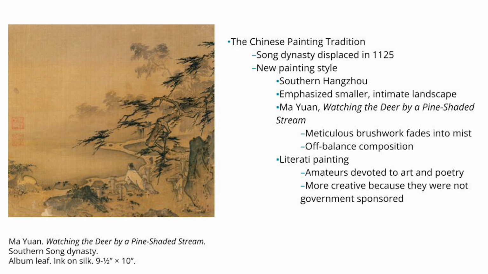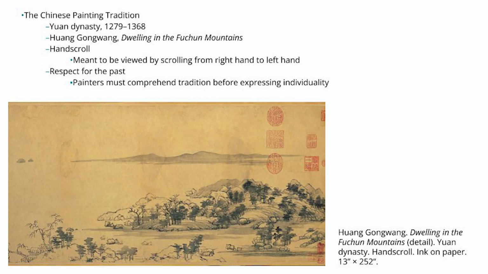Now, still talking about the Chinese painting tradition, we've got the Yuan dynasty, which comes next. And here we have Dwelling in the Fuchun Mountains by Huang Gongwang. And this is actually a hand scroll. Hand scrolls were huge in Chinese painting, like in the whole tradition. It's meant to be viewed by scrolling from the right hand to the left hand, so you don't see it all at once like you're seeing here.